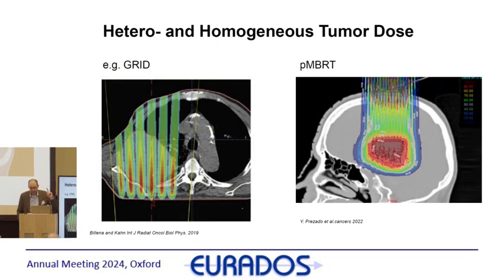Okay, one more note I have to make, that is that the discipline of spatially fractionated therapy splits the community a little bit. There are those who believe, yes, we can deliver a heterogeneous dose to the tumor and achieve tumor control and tissue sparing.